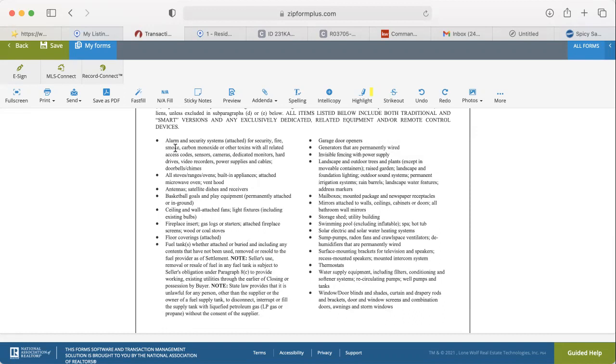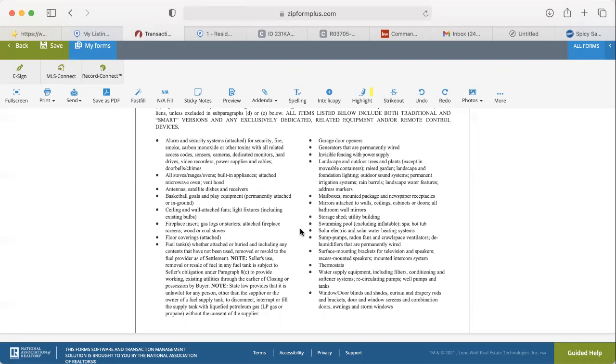And so the first thing here is alarm and security systems. They are considered attached. So, Jody, yes, where does the Ring doorbell come in? That's exactly what I was getting ready to say. Oh, okay. So this specifically calls out doorbells and chimes. So a Ring doorbell is considered a fixture unless you list it as an exclusion. Okay.